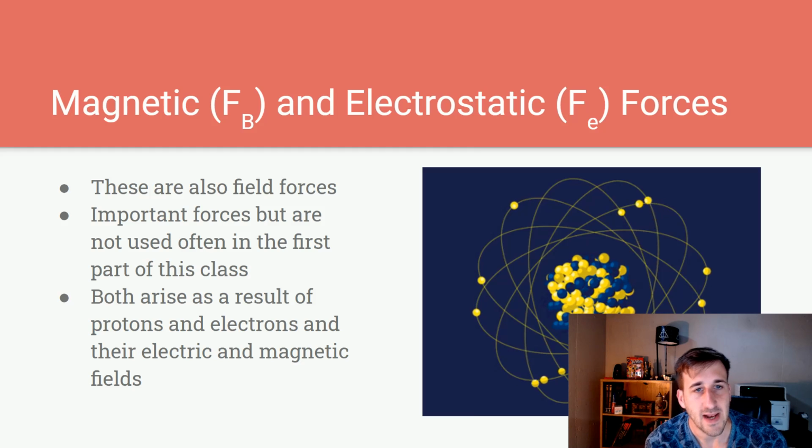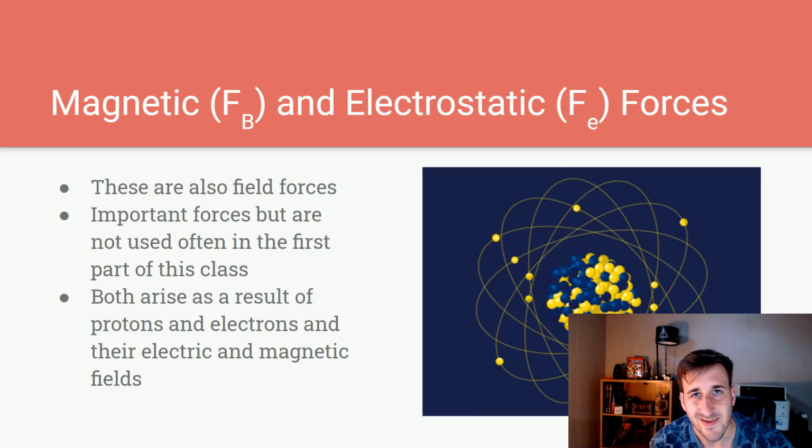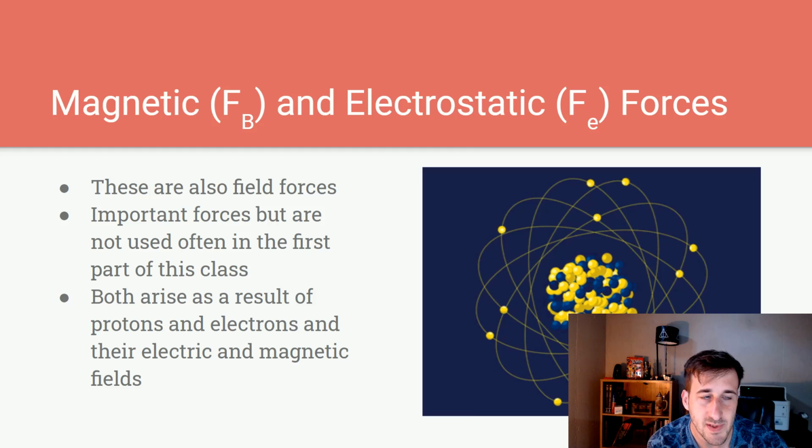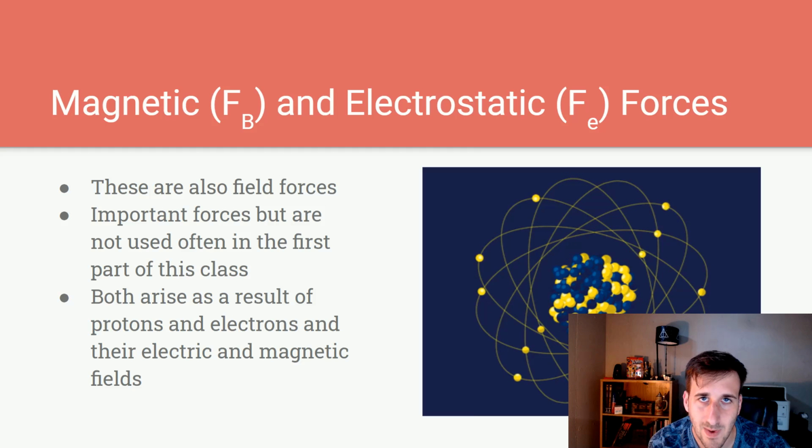Magnetic and electrostatic forces. These we're not going to learn about until later in the year, but magnetic is a capital B for the subscript, and if you're like, why isn't it M?